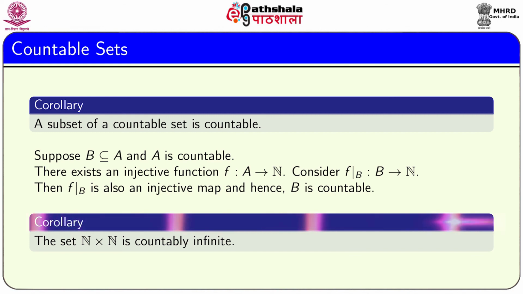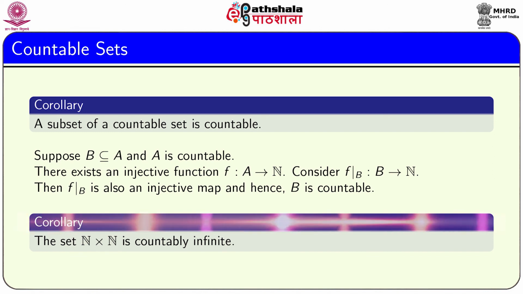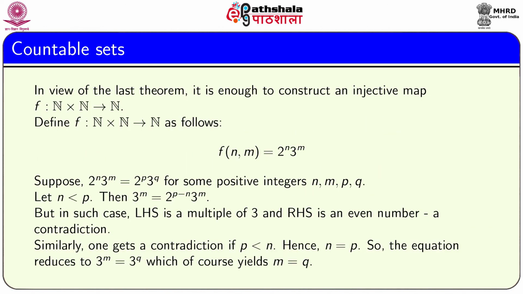The next corollary says that the product of N with itself is a countably infinite set. We have seen earlier that N cross N is not finite. Now, we prove that it is countably infinite. In view of the last theorem, it is enough to construct an injective map from N cross N to N. So, we define a function f as f(n, m) equal to 2 to the power n times 3 to the power m.